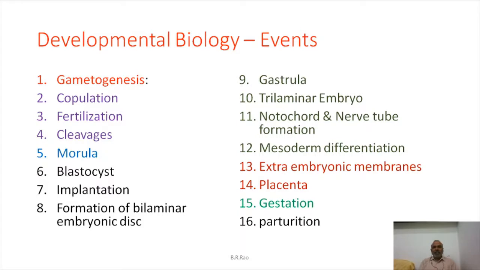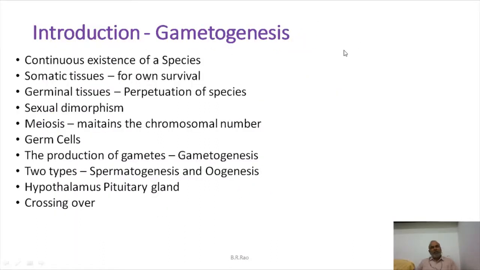formation, implantation, a close intimate contact between mother and embryo, and then formation of bilaminar embryonic disc, gastrulation, trilaminar embryonic disc, notochord formation, nerve cord formation, mesoderm differentiation, extraembryonic membrane formation, placenta, and properties of gestation, parturition. All these are the events that we need to study in order to understand the developmental biology of a particular organism. Okay, today's topic is gametogenesis.